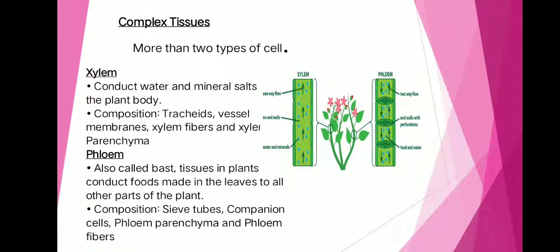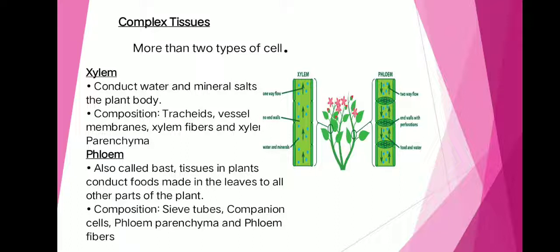Complex tissues have more than two types of cells. So complex tissues comprise more than one type of cell, varying cells that are involved in performing a dedicated function. Xylem conducts water and mineral salts through the plant body. Composition: tracheids, vessel elements, xylem fibers, and xylem parenchyma.